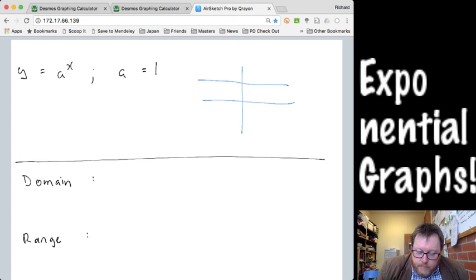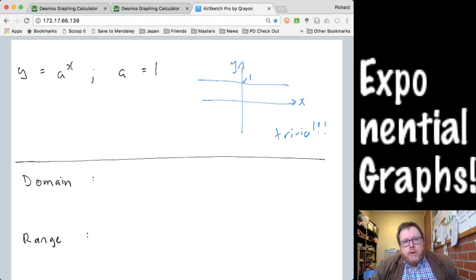The value there is 1. y equals 1, trivial. So yes, if you were given that function in a test, you'd say you beauty, because it would be so easy to do, but you won't. Effectively, you'll only be given problems where a is positive and not equal to 1, basically.